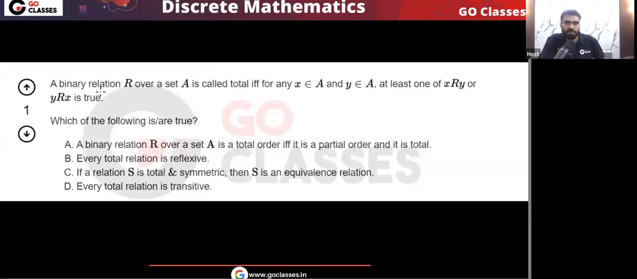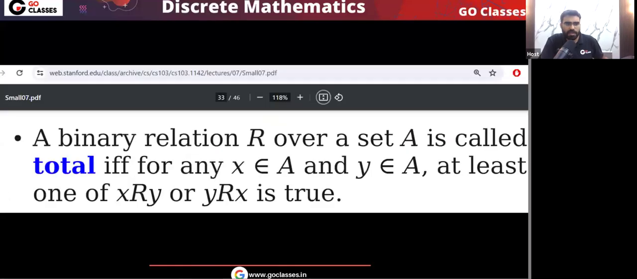Now let's solve this question. You can see a new relation has been defined, that is total relation. Let me tell you, this question is also taken from Stanford. They are saying that a binary relation on set A is called total if for any x, for any y, at least one of xRy or yRx is true. So for all x, for all y, at least one of them must be true.